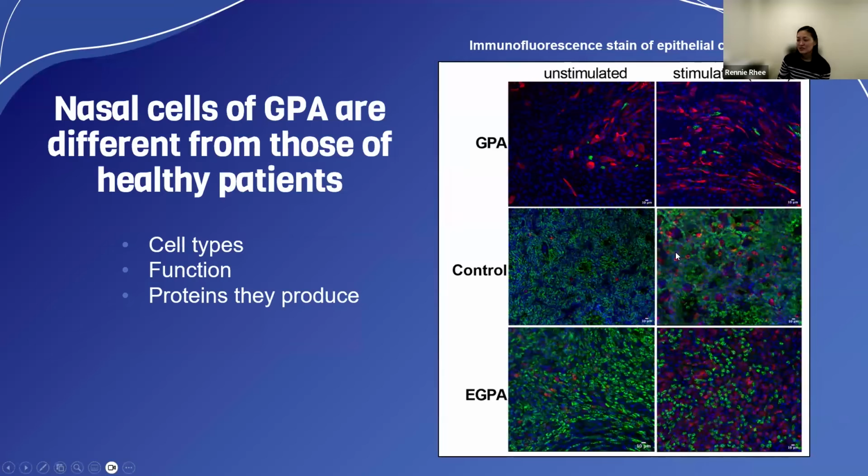Here you see pretty pictures of the cellular composition of the cells, and each color represents different cell types. And you can see that the patients with GPA and eGPA were different from the control patients.